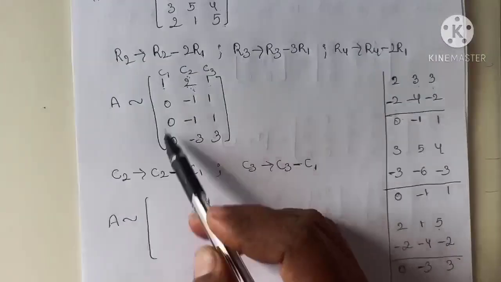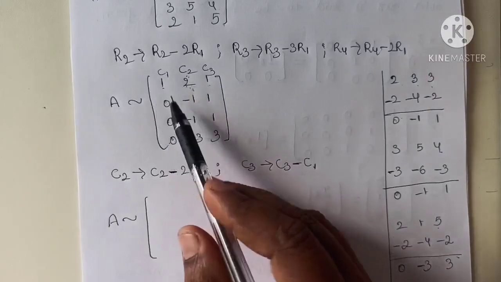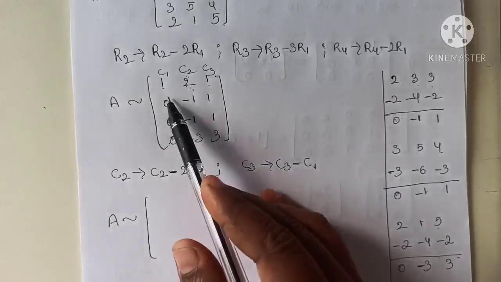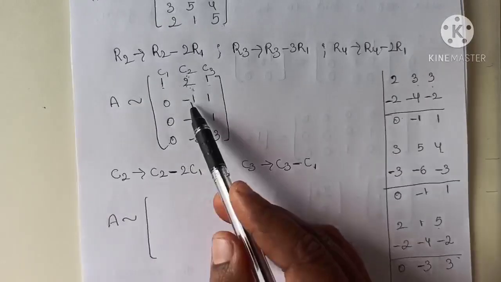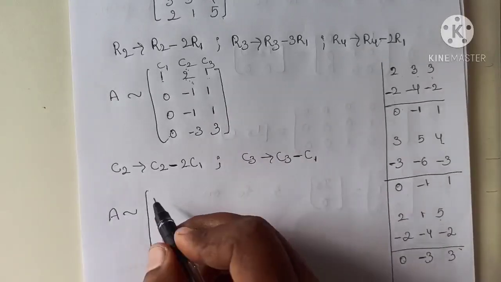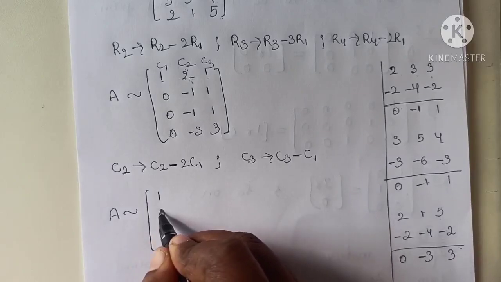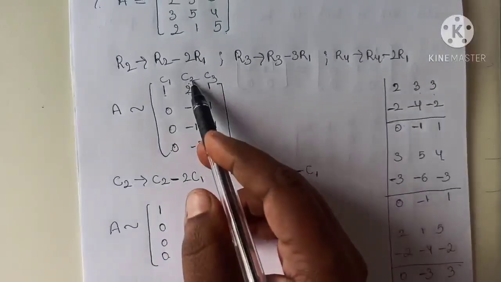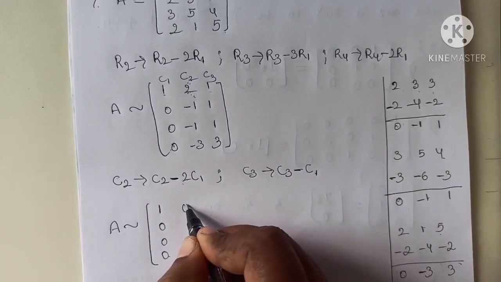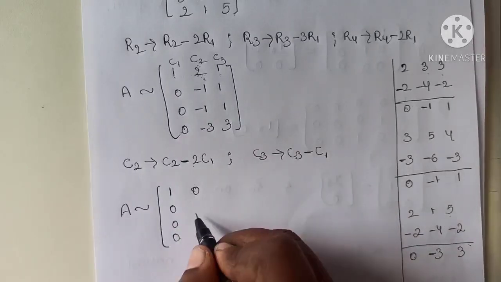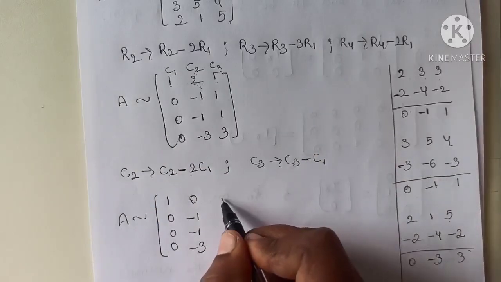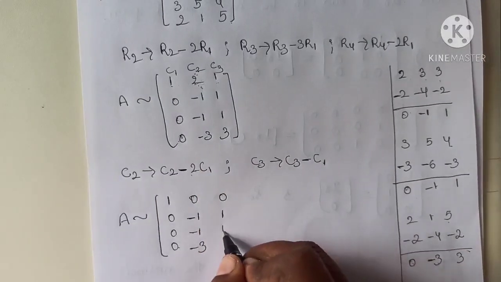So you can observe that except this one, all the C1 elements are 0. If you multiply this 2 with C1, column 1 will get 0, 0. Therefore these elements minus 0, we get these elements as they are. Therefore, we keep the first column as it is. Next, 2 minus 2 into 1 equals 2 minus 2 equals 0. So the rest of the elements will be as they are, minus 1, minus 1, minus 3. Next, C3 minus C1 equals 0. Remaining all the elements will be the same.